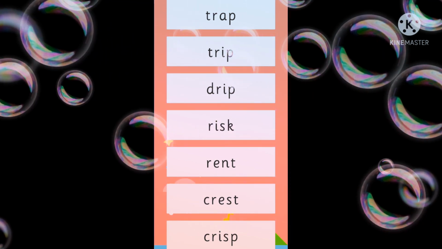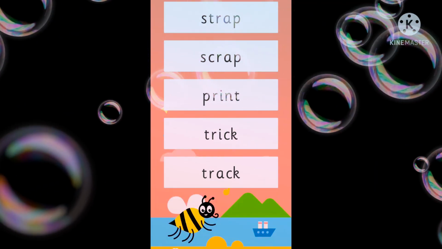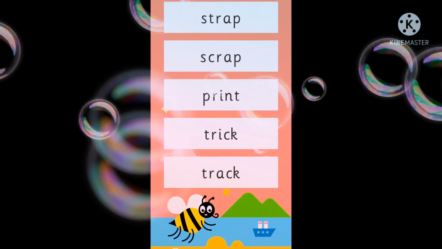Say the sounds, blend the sounds and read these words and practice in your home and write it in your note.